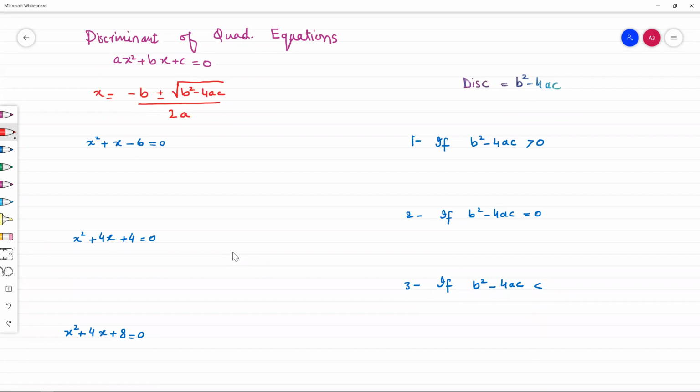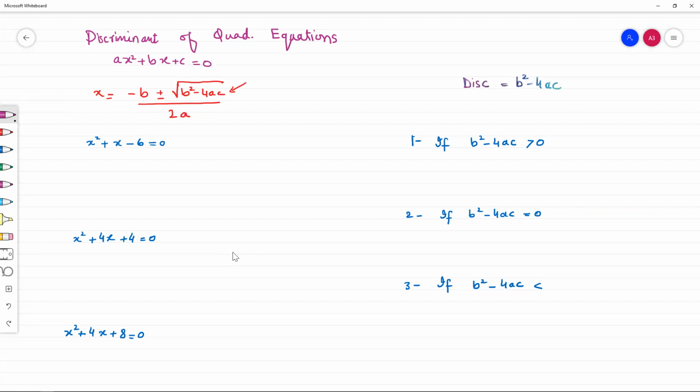Sometimes when we use this formula, we get one real root or two real roots, and sometimes we get no real root. So, the number of real roots of any quadratic equation actually depends on this thing, this b square minus 4ac inside the square root. So let's take an example.